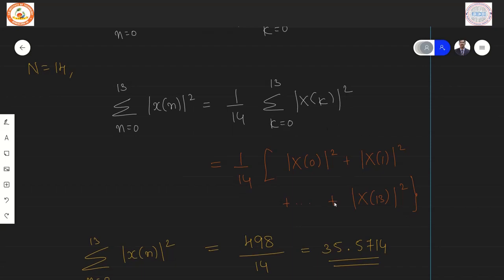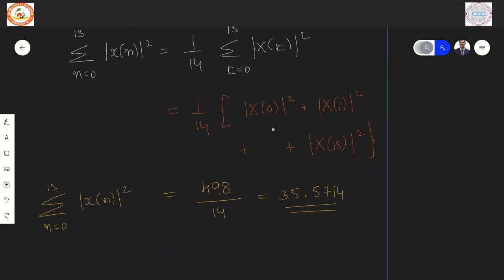So expanding the summation and substituting the different values, after computing the magnitude square and adding and dividing by 14, your final answer is 35.5714.